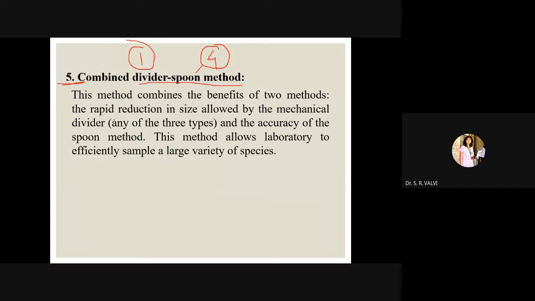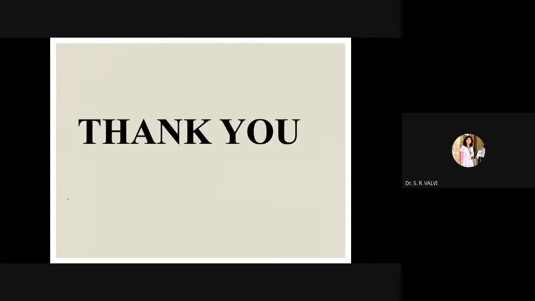So this is the rapid reduction in size allowed by the mechanical divider and the accuracy of the spoon method. So this method allows the laboratory to efficiently sample a large variety of species. For that purpose, this combined divider spoon method is used. So that's how I have discussed these methods and the different kinds of equipment used to do the sampling of the seeds. Thank you very much for listening to this video.